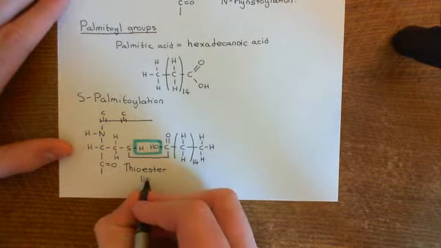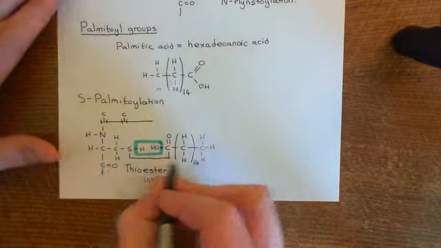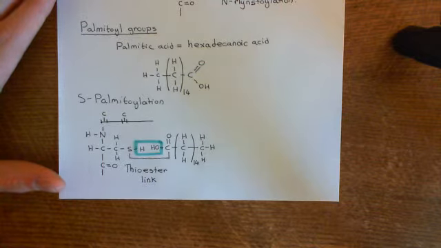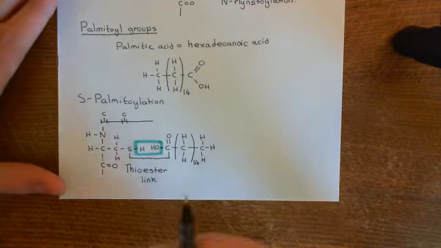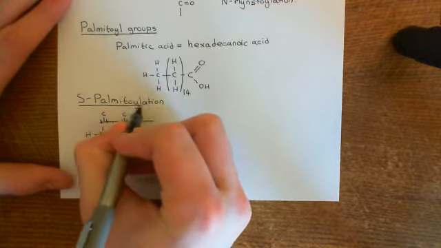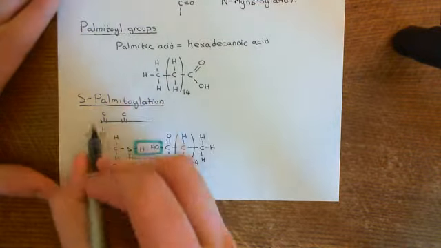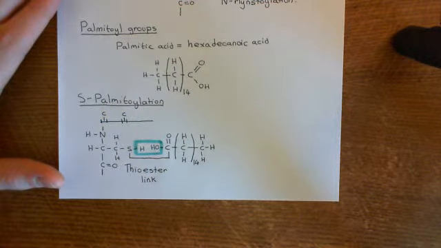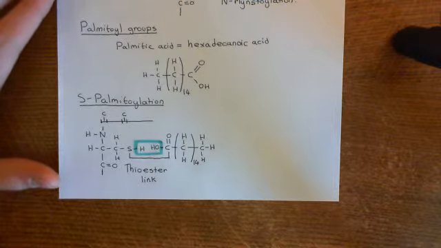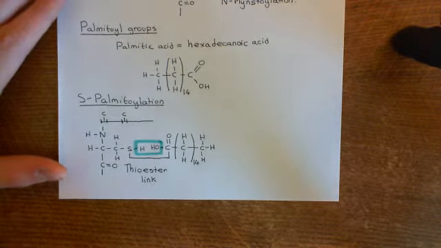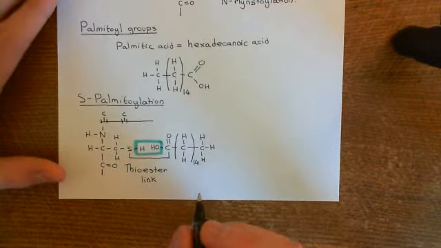And that's how you add these palmitoyl groups onto cysteine residues which are within the middle of the polypeptide. This is why it's called S-palmitoylation, because we are adding palmitoyl groups onto the sulfur atom of the cysteine amino acid residue. Palmitoylation is just the process of adding palmitoyl groups onto the protein. So that's S-palmitoylation.